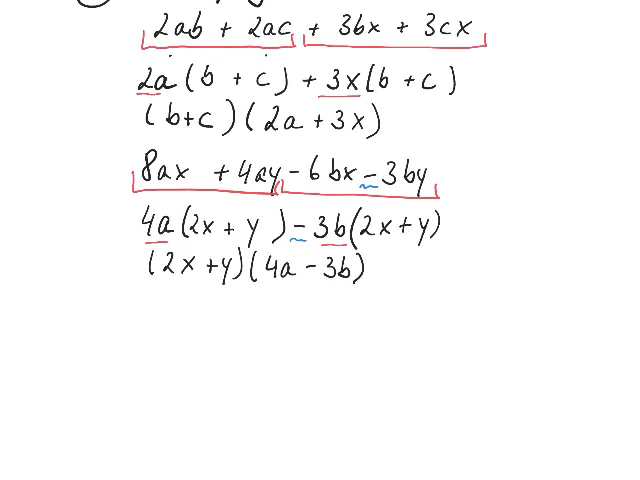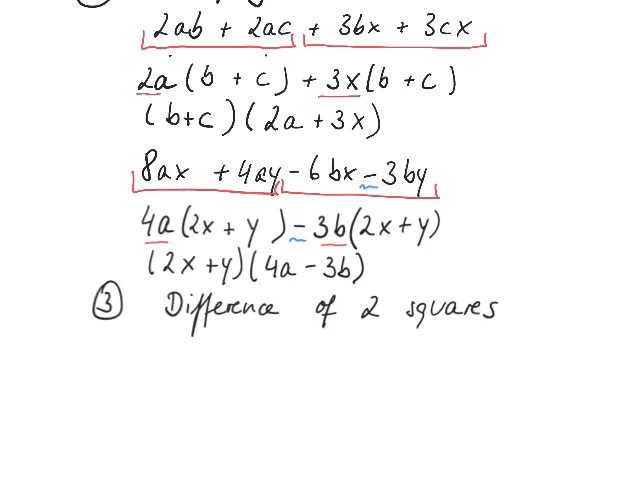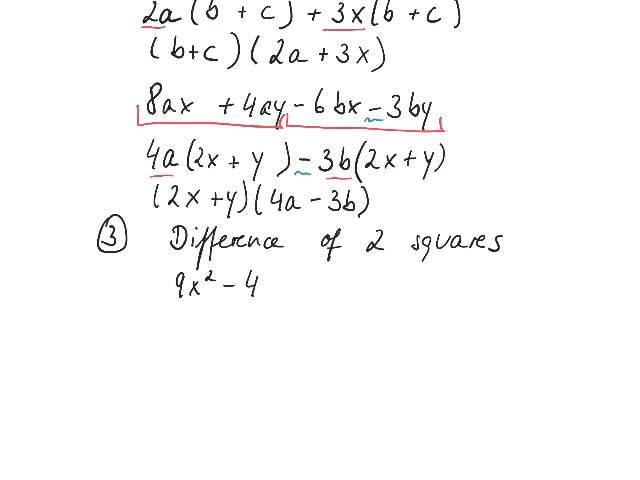Okay, another type of factorizing is the difference of two squares. An example of that one would be 9x squared minus 4. The way we recognize it, we have a square, we have a minus, which is the difference, and we have another square. So the difference of two squares.